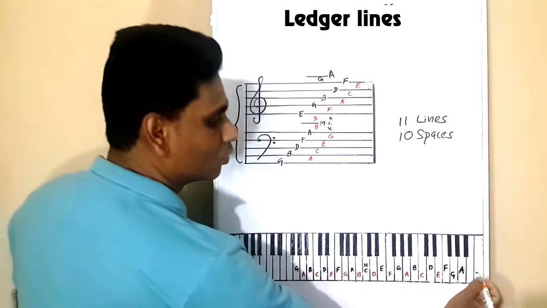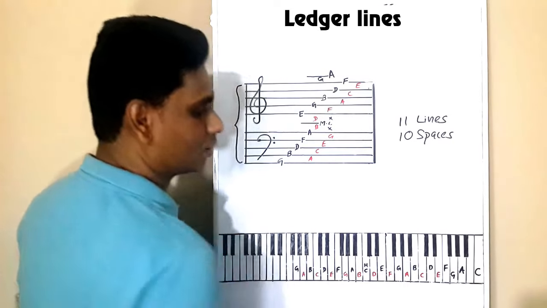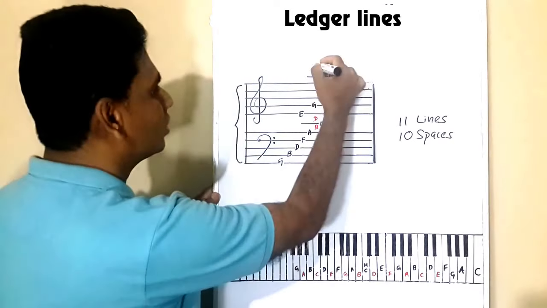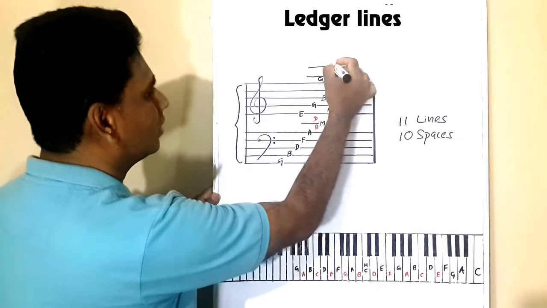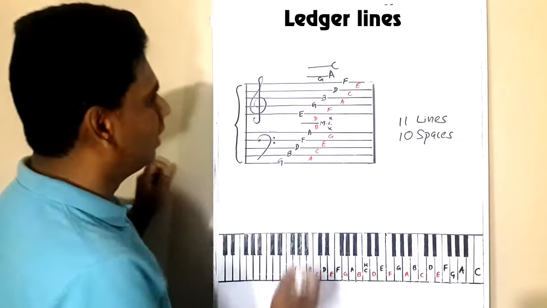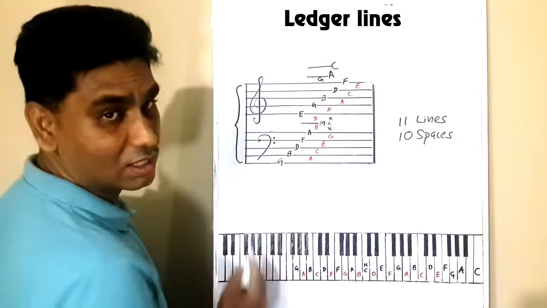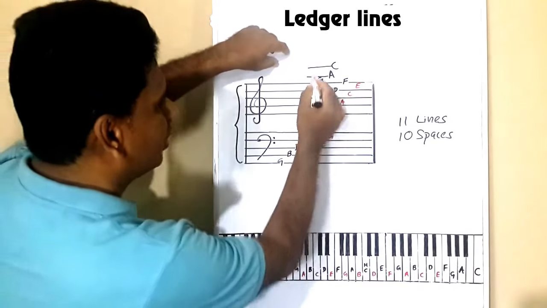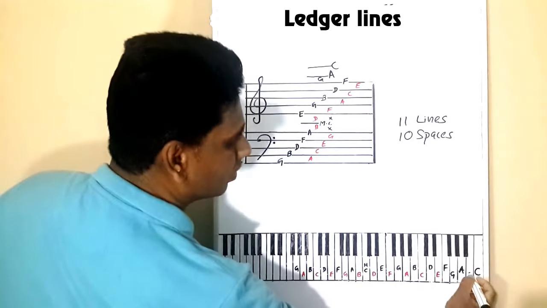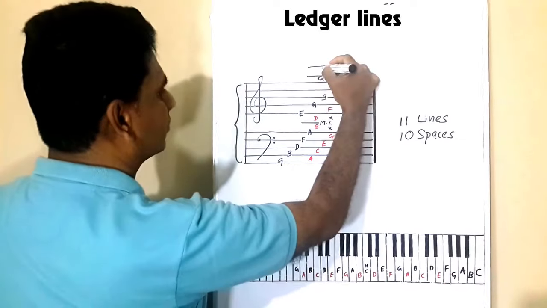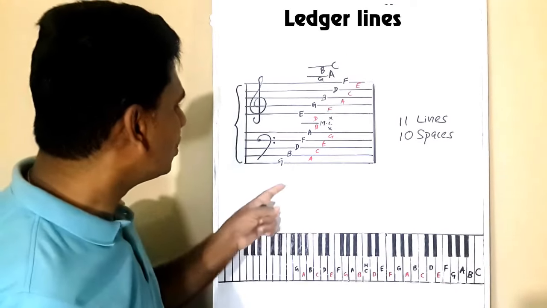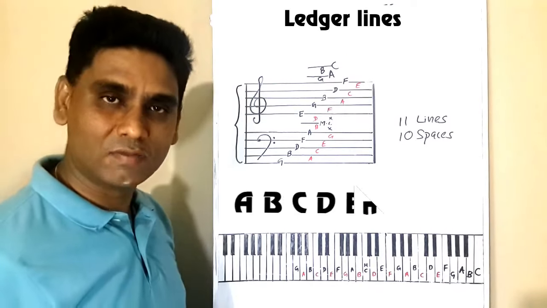What if I want to draw a C note? I have to make another ledger line, and this is for the C. And between the first ledger line and the second ledger line, there is a note. It is B. The notes go according to alphabetical order.